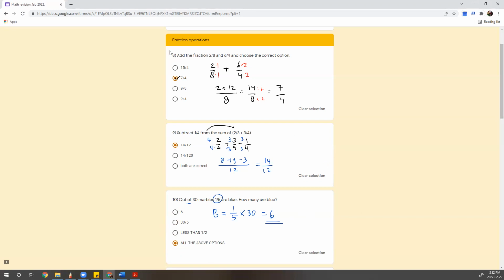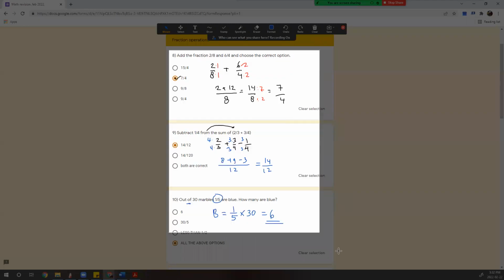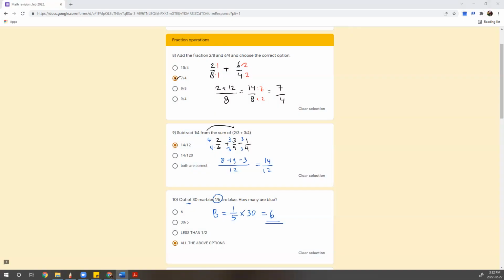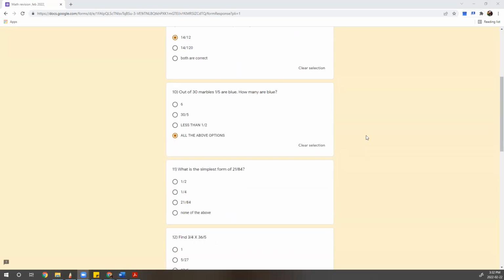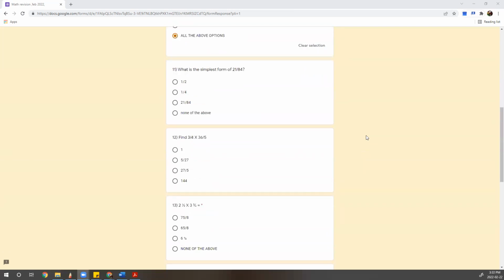Okay, I will copy this. So we have all the answers, and we have all the workings. Now, after number 10, let's do 11, 12, 13. So do it one by one.